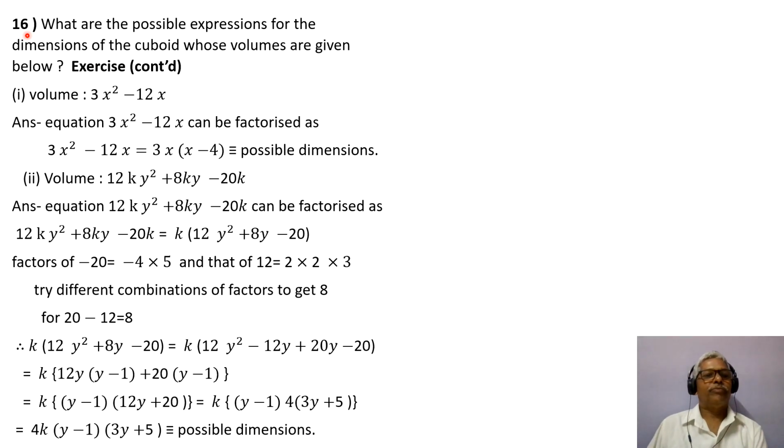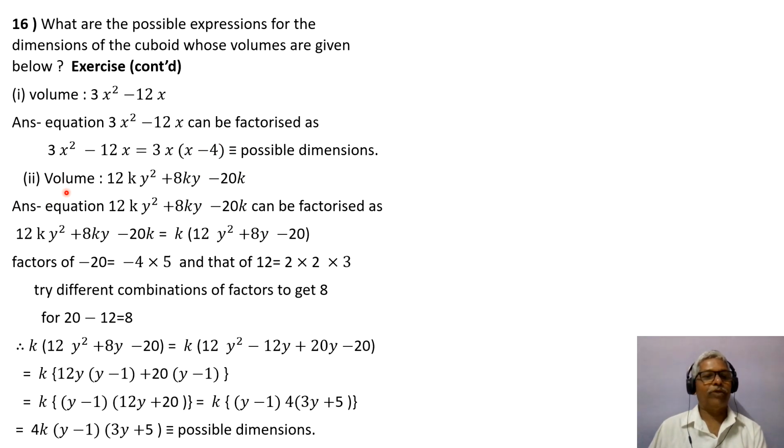So exercise continued. Read this: what are the possible expressions for dimensions of cuboids whose volumes are given below? Now for area there were 2 dimensions, for volume there will be 3. First one, volume is 3x square minus 12x. Answer: 3x square minus 12x can be factorized by taking 3x common, so in the bracket we are left with x minus 4. So these are three dimensions: 3 is one, x is another, and x minus 4 is the third one. So these are the possible dimensions.